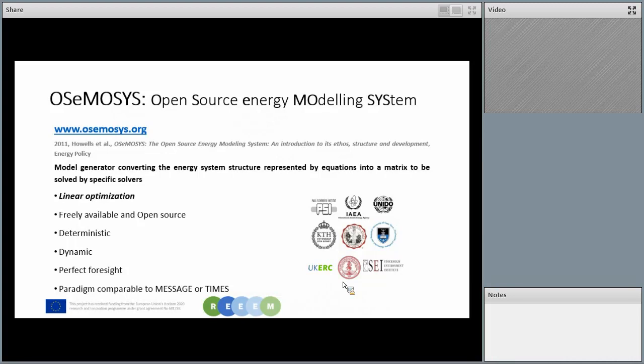OSMOSYS is a deterministic modeling tool. Deterministic means that we give a certain input, for example, for demand, and it is not determined by the model. So the forecast or the assumptions on how the demand of, for example, electricity is developing has to be done beforehand, and it's not calculated by the model.